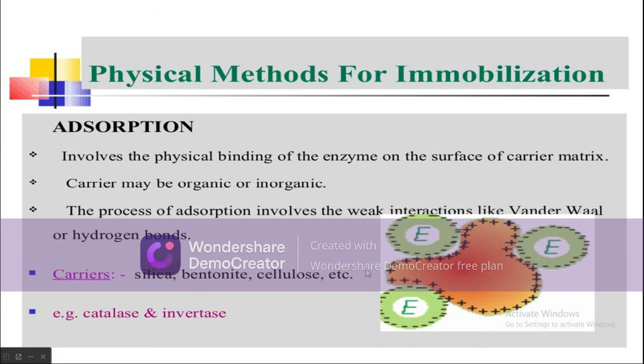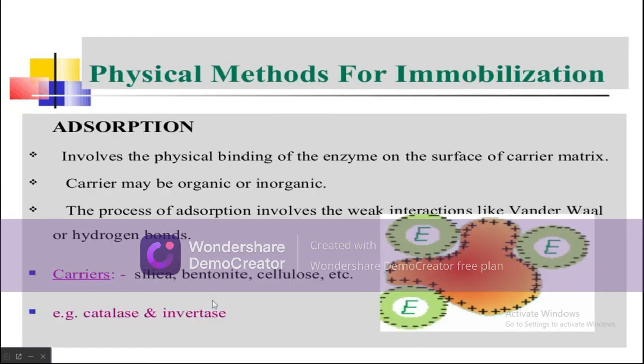So the process of adsorption involves weak interactions like van der Waals attraction or hydrogen bonding. So this is your enzyme and this is your matrix. The interaction between the two is by weak interactions, which may be van der Waals forces of attraction or hydrogen bonding. Examples of enzymes that can be immobilized using the adsorption method are catalase and invertase.